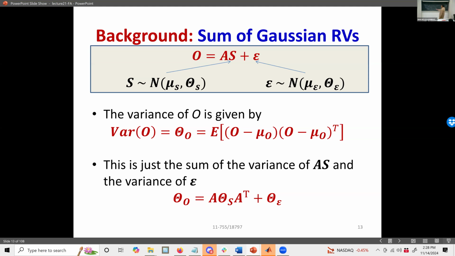So in this case, second, if I have O equals some A times S, and I know the variance of S, what would the variance of O be? It implies the variance of O is going to be A times theta S times A transpose, because it's just a multiplier. Nothing really changed. And so I can just add this as A theta S A transpose, which is the variance of AS, plus theta epsilon.